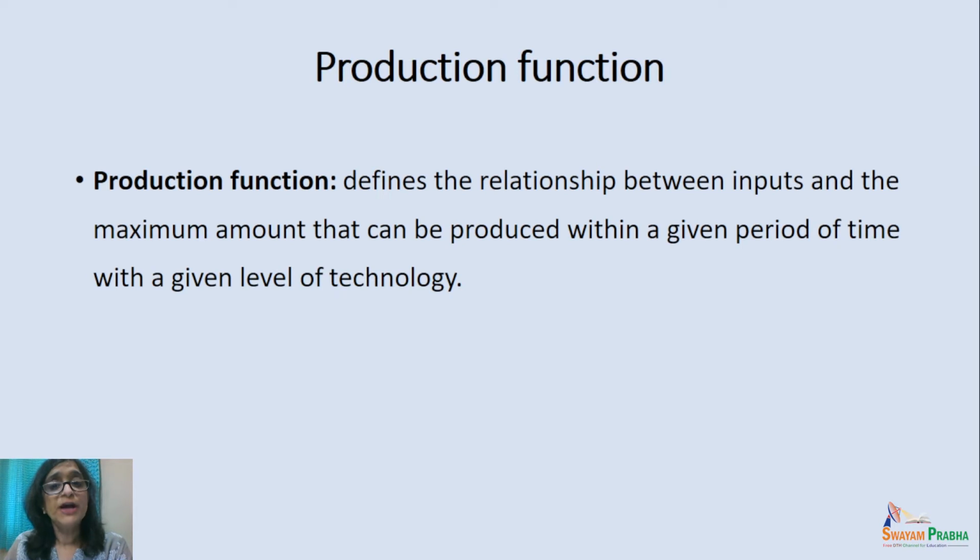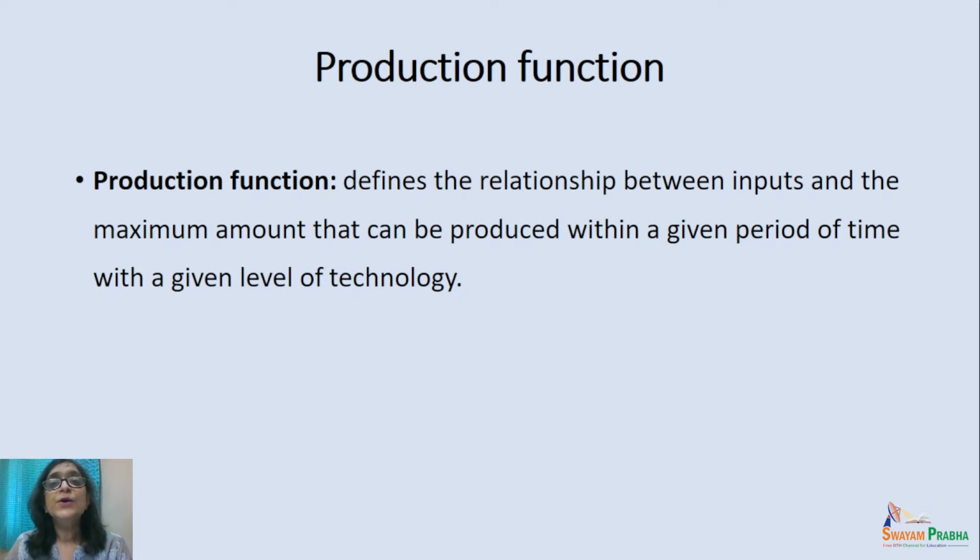When we talk about production function, we are saying that this production function defines the relationship between inputs and the maximum amount that can be produced within a given period of time with a given level of technology. As we have just understood, production basically means transforming inputs into outputs. So, when we try to establish a relationship between the inputs, so that we know what maximum output a producer can get within a given period of time and with a given technology, that is called a production function.